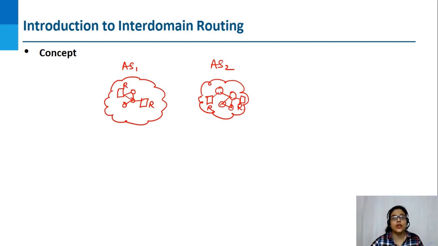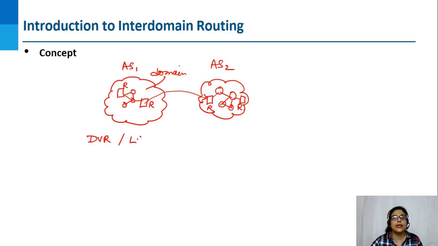Now, if packets are transmitted from one node to another within a single autonomous system, or we call it a domain, then it is known as intradomain routing. And if the packets need to be transferred between the domains, that is from here to here, then we call it interdomain routing.